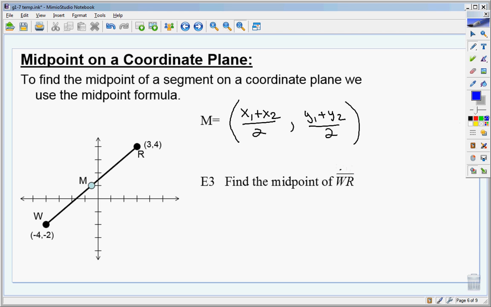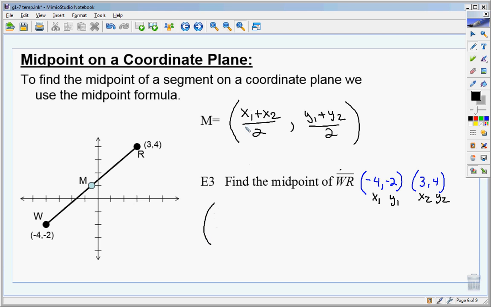Just like working with the distance formula, until you get used to this, I would strongly encourage that you write down the ordered pairs for the two values. W is -4, -2. R is 3, 4. And I would encourage you to label them x1, y1, x2, y2. Then when you go to find the midpoint, all you've got to do is plug in those values.